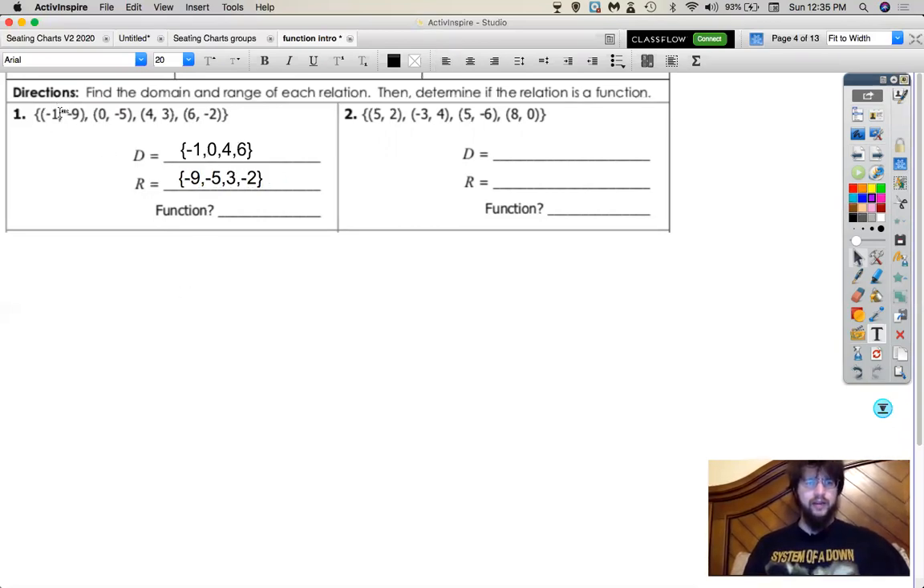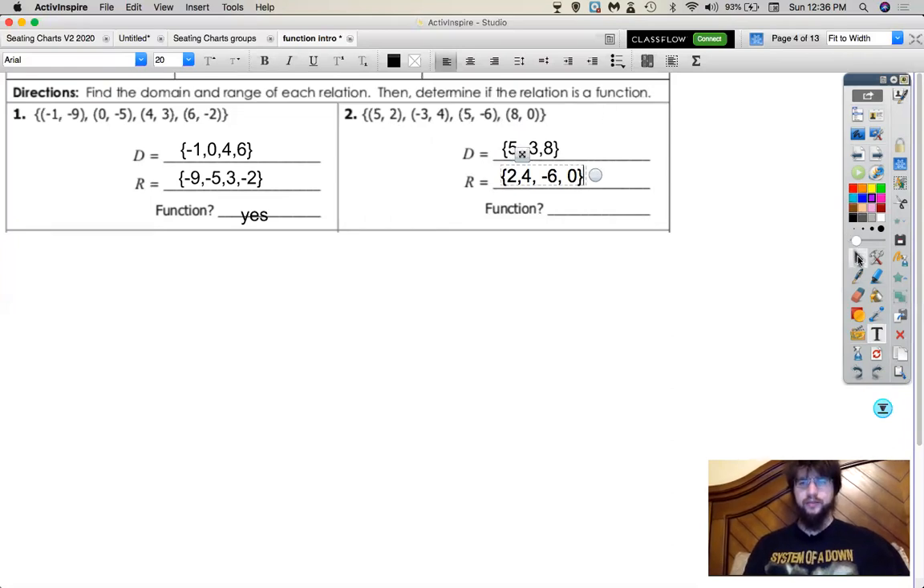Now, if I look, do any of my x values repeat? They do not. So is this a function? Yes, it is. Let's look over here. That's my domain. Sets of 5, -3. I've already got 5, I don't write it twice. 8. Oops, forgot to close that set. Sorry. The range would be 2, 4, -6, and 0.